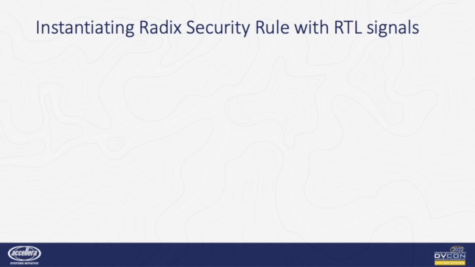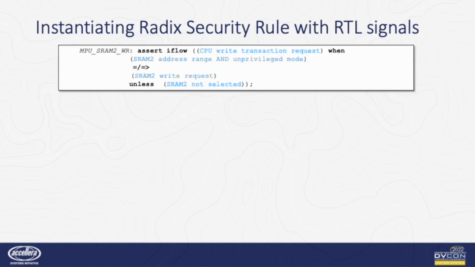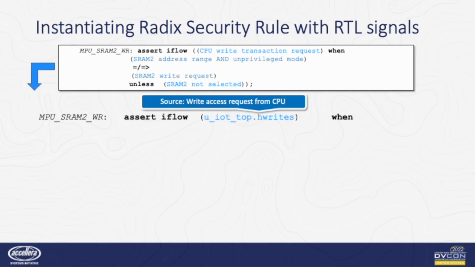The final step is to convert the Radix Security Rule and embellish it with RTL signals. So we have the abstract rule. We now convert it into a Radix Security Rule.